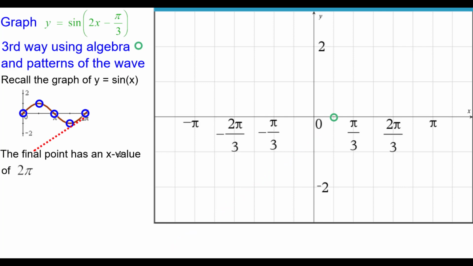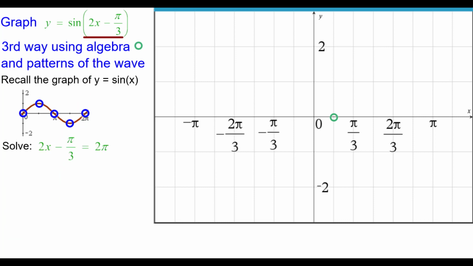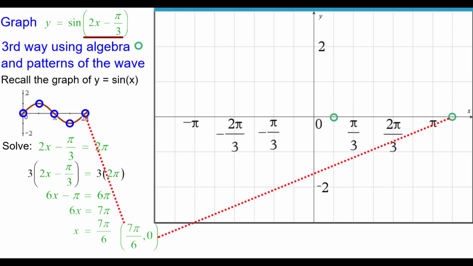The final point has an x value of 2 pi normally. To find out what ours is going to be, we set again that entire argument equal to 2 pi and solve for x. So again, we're going to multiply both sides by, oh, let's let you try that. Let's go ahead and try that. So we'll multiply both sides by 3, add pi to each side, and divide both sides by 6. So it ends when x is 7 pi over 6 and the y coordinate is 0.